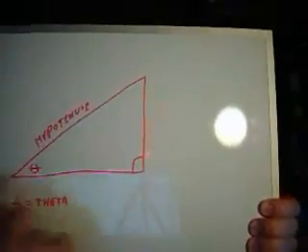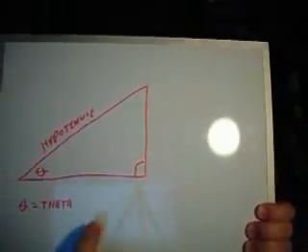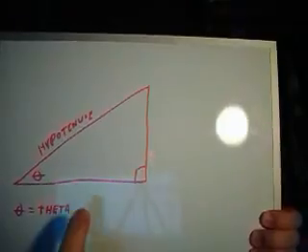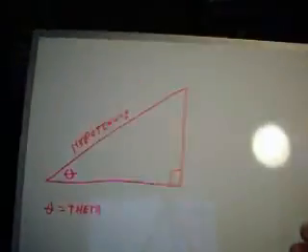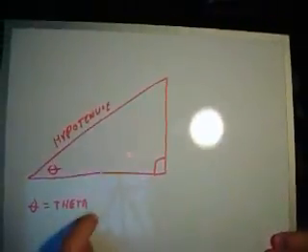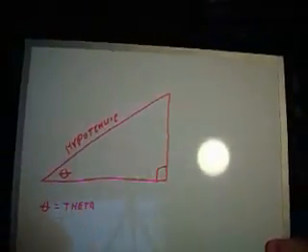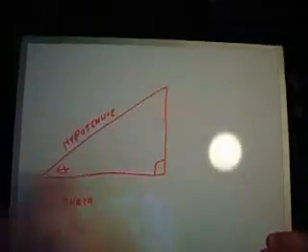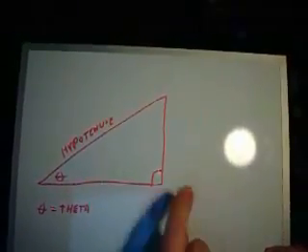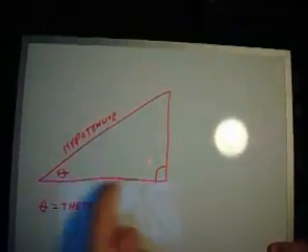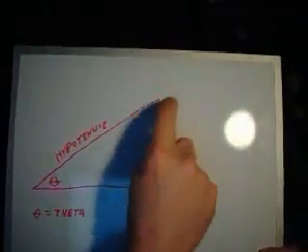Alright, but then we have this little symbol down here. It's kind of an oval with a horizontal line through it, and it's called the Greek letter theta. And in trigonometry, the Greek letter theta represents the acute angle of a right-angled triangle. In a right-angled triangle, you're going to have a right angle, an acute angle, and an obtuse angle.